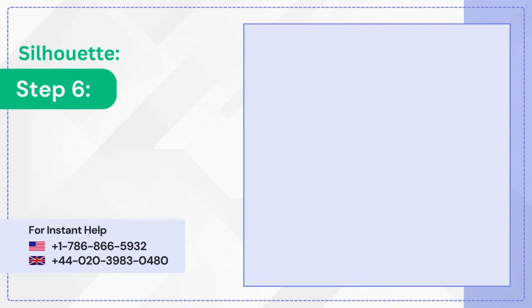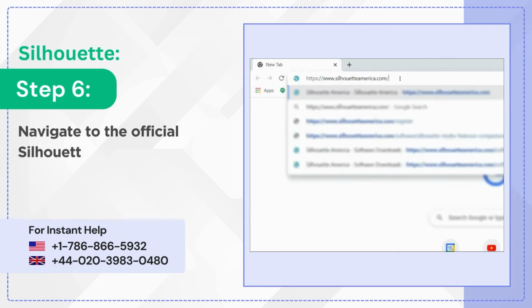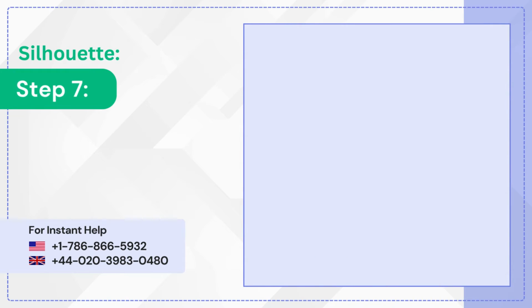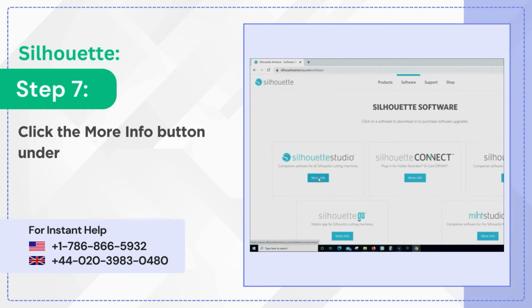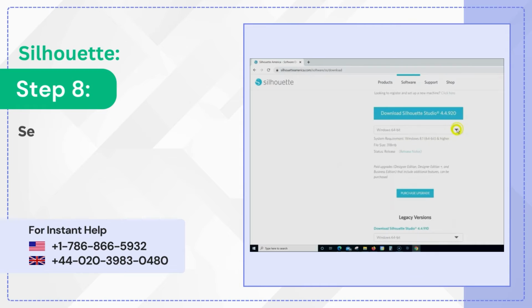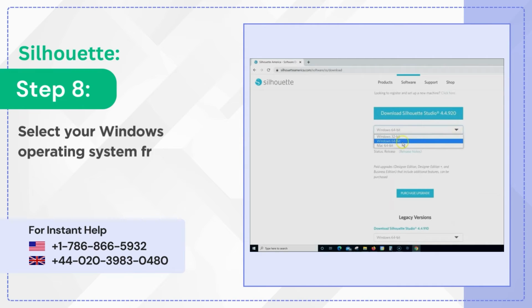Step 6. Navigate to the official Silhouette software website. Step 7. Click the More Info button under Silhouette Studio. Step 8. Select your Windows operating system from the drop-down and click Download Silhouette Studio.